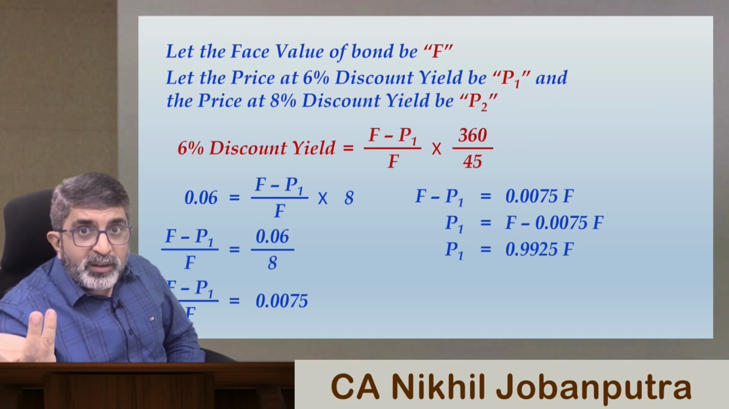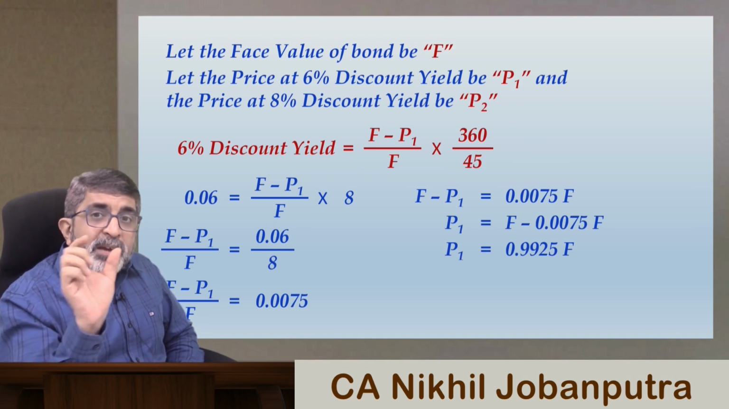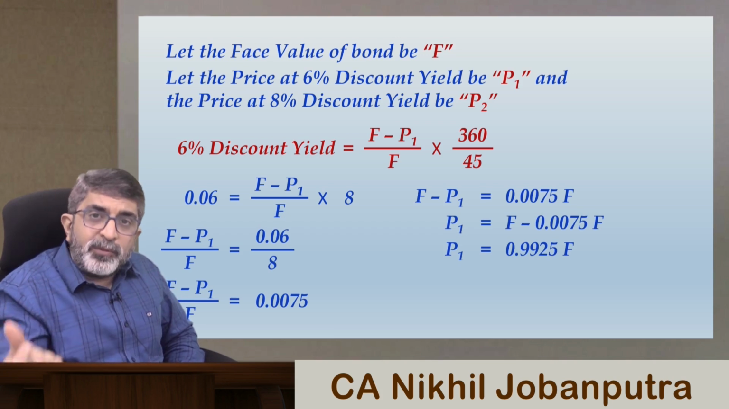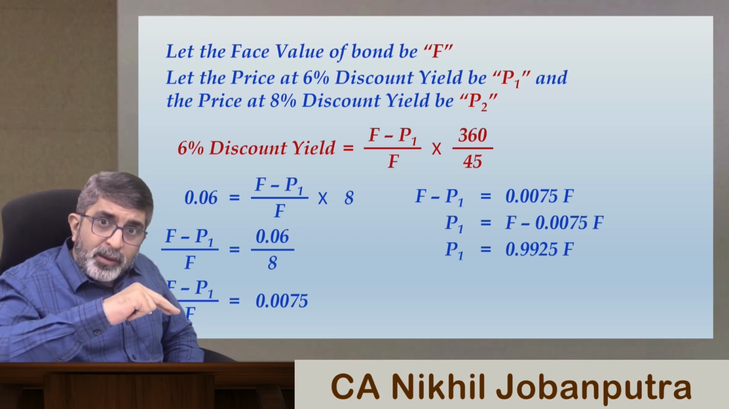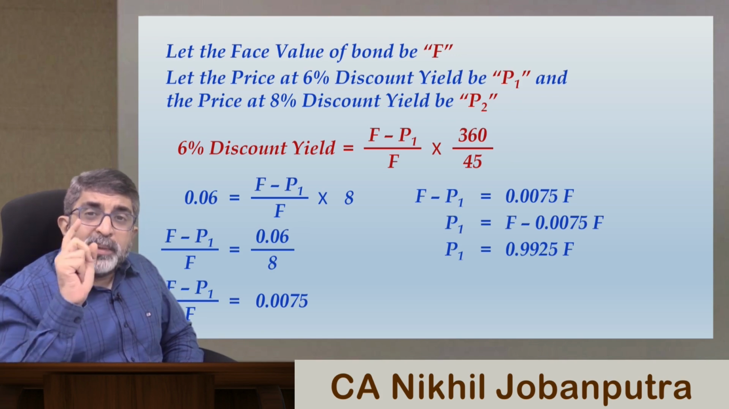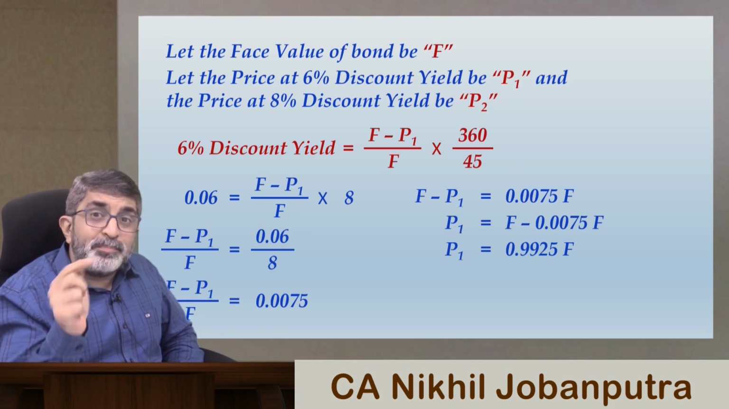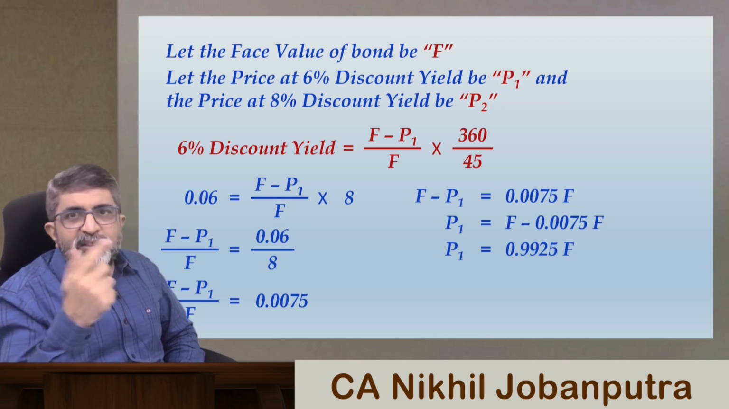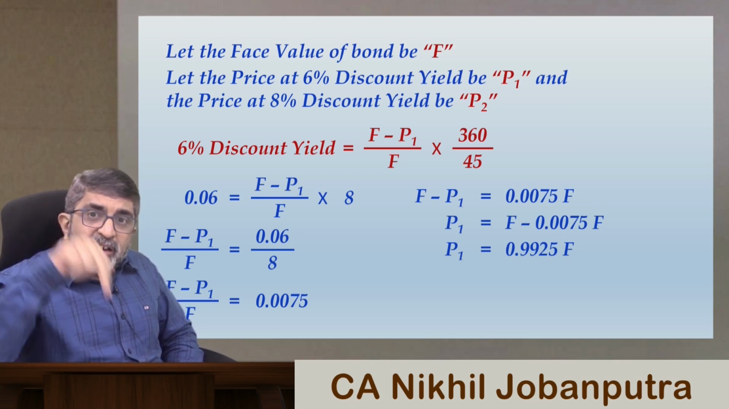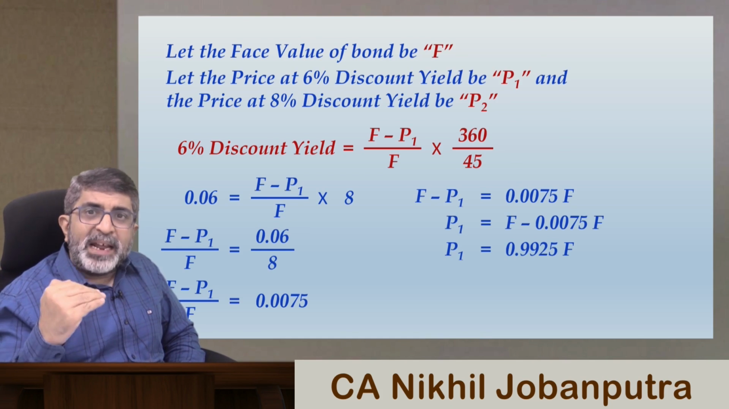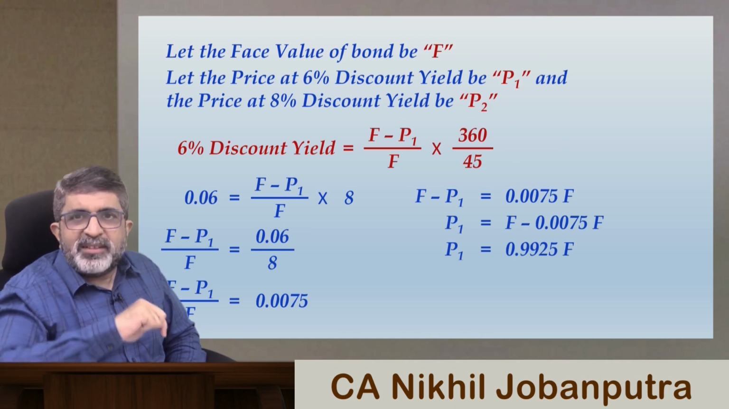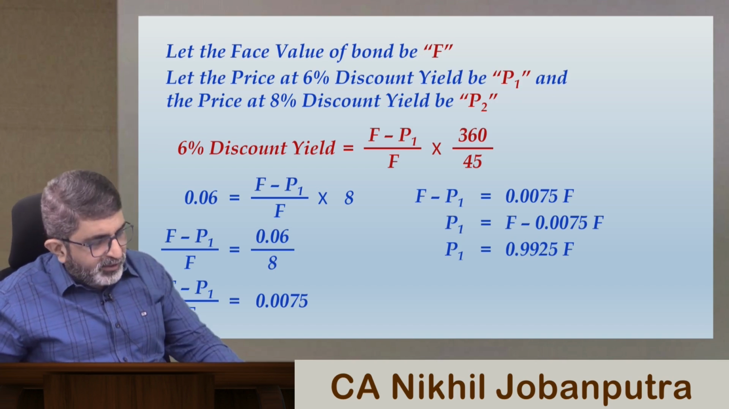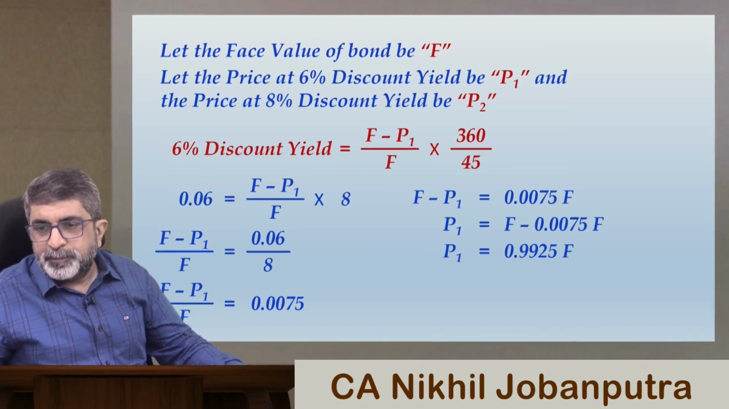So we don't know what the face value is as of now, but we have expressed the P1 price in terms of the face value. We are going to link it with the second price, which is based on the 8% discount yield, as the P2 price. We'll connect the P2 price with F, and then the third connection comes as the price gap between P1 and P2, with which we will be able to find all the three missing variables. So let us first write up this much quickly.